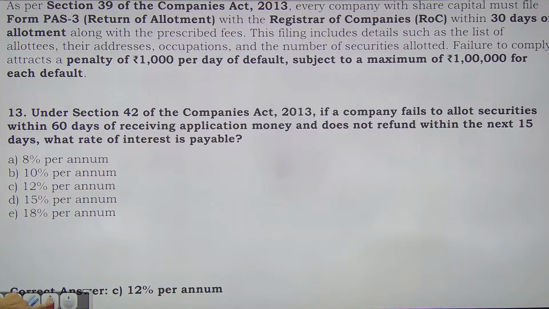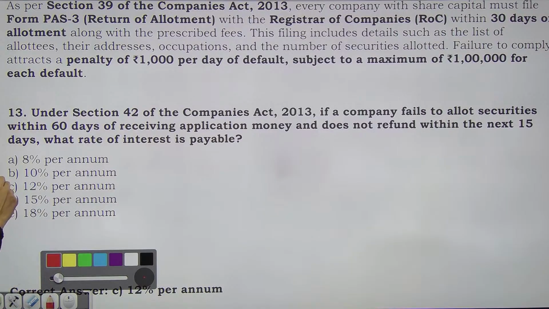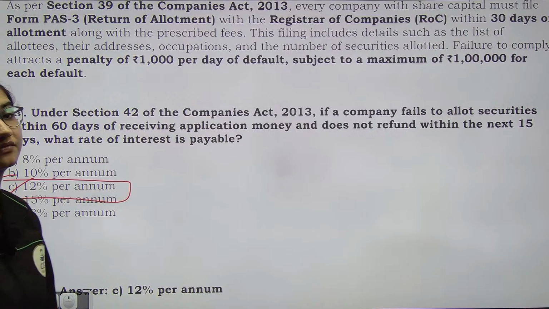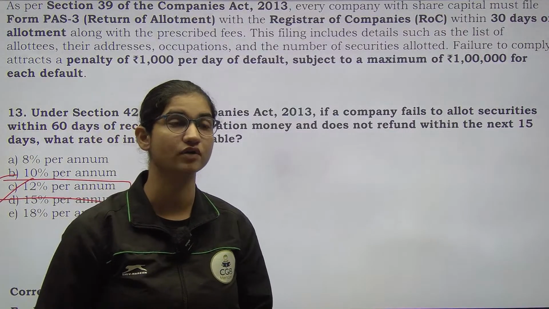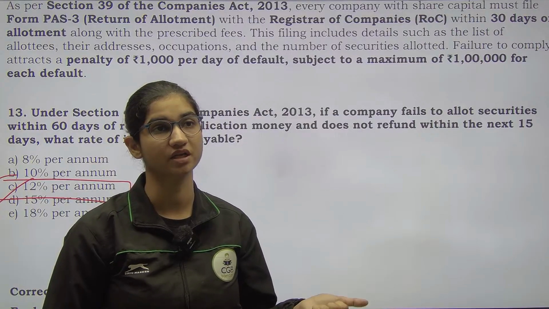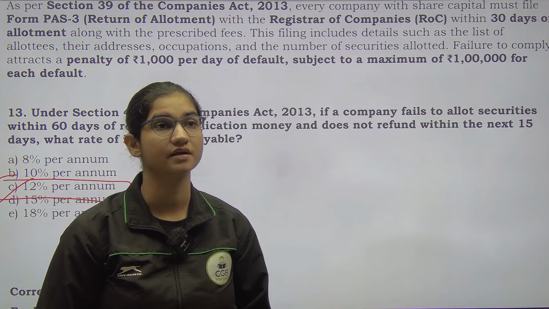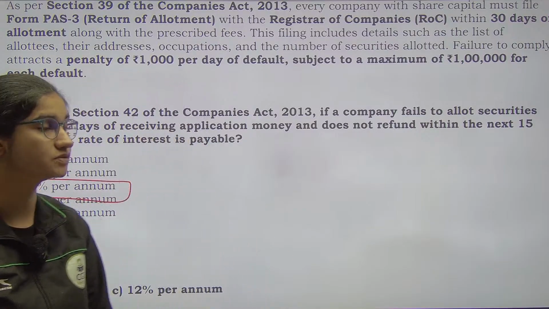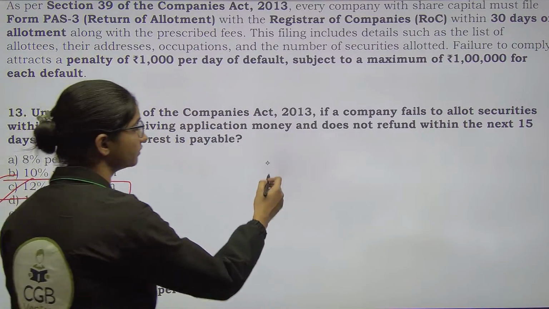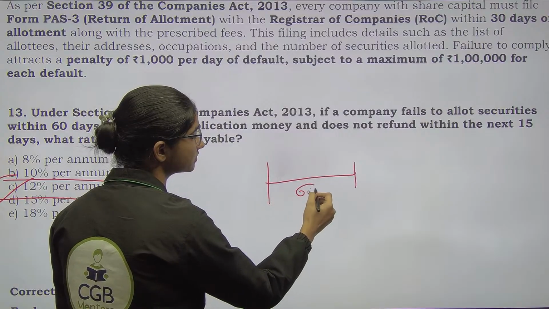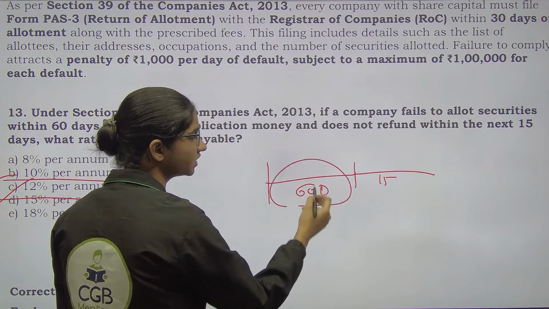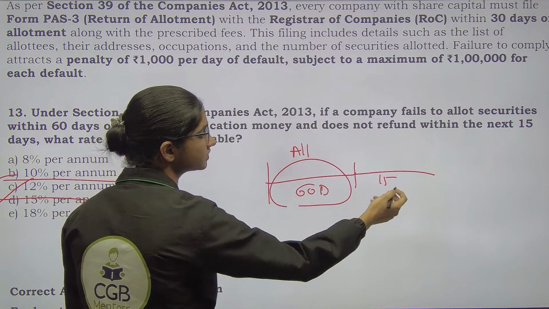So here the answer is 12%, okay? So if the company is not refunding the money within the next 15 days, the company has to refund the money with interest of 12% per annum, and that interest rate will be applicable from which particular date? So you had to allot within 60 days, but if you have not done that, in the next 15 days you have to do what?